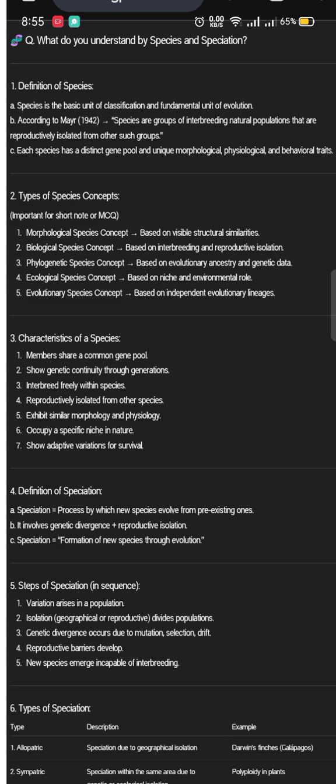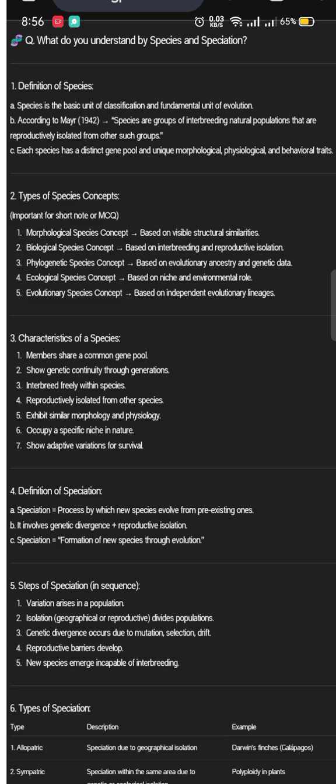So species is the basic unit of classification and fundamental unit of evolution. According to Mayr, species are groups of interbreeding natural populations that are reproductively isolated from other such groups. So they are interbreeding but reproductively isolated from other groups. And each species has a distinct gene pool and unique morphological, physiological, and behavioral traits.